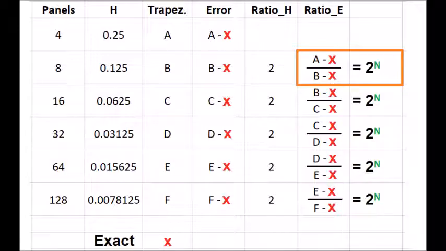The area obtained from the trapezoid rule for a given number of panels is represented generically as letters A, B, C, D, E, and F. I have represented the unknown exact value as a red X. We know that the ratio of error should pretty closely equal a power of 2. That is why we see a 2 to the n in green. Remember the expression boxed in orange.